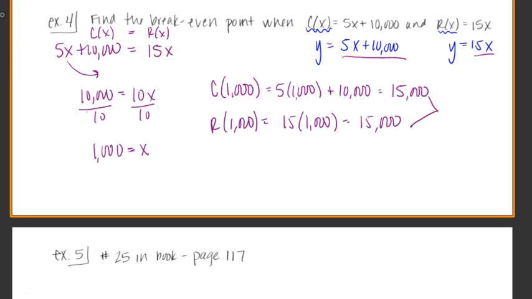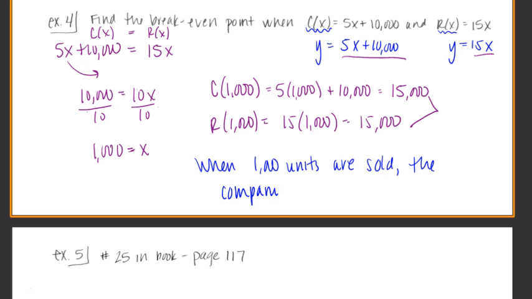So if I really wanted to answer this question in a full sentence, I would say basically when 1,000 units are, let's see, sold or purchased, the company breaks even. And you can say it breaks even specifically when the revenue and cost are both $15,000. Or you can say at, if you want to, at $15,000. Okay, let's go on to the next example.